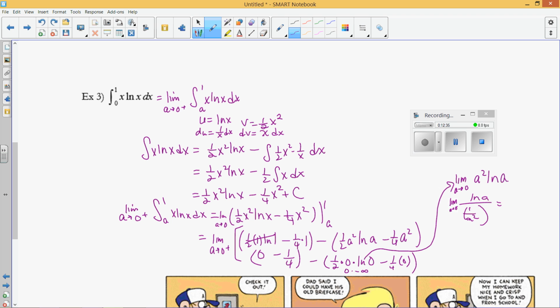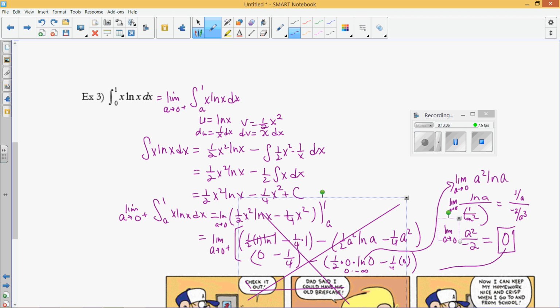So I'm going to take the derivative of the top and the bottom. 1 over a, negative 2 over a cubed. Simplify, that makes the limit as a approaches 0 of a squared over negative 2, if I'm not mistaken, right? Yes, a squared over negative 2, and as a approaches 0, this is going to go to 0, which is going to now come back here. So this thing goes to 0. That already went to 0.